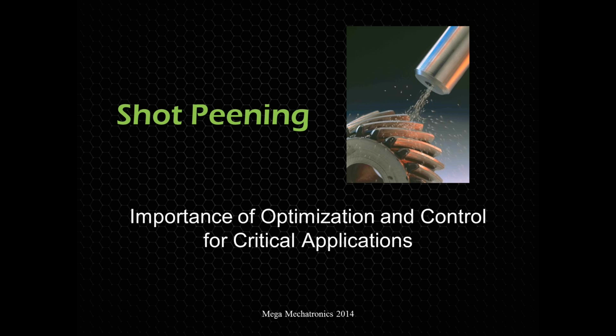Today we're going to be talking about shot peening. We're going to be looking at the optimization of that process and controlling this, and this will be for critical applications. So you're going to find a lot of good information, some good tips to help you figure out what you need to do with your process to make it better and make it optimized to perform the best.